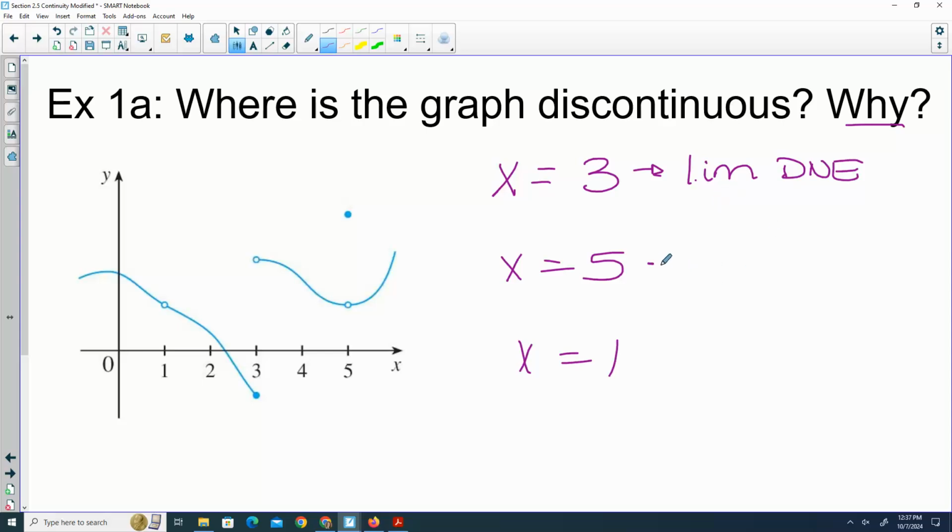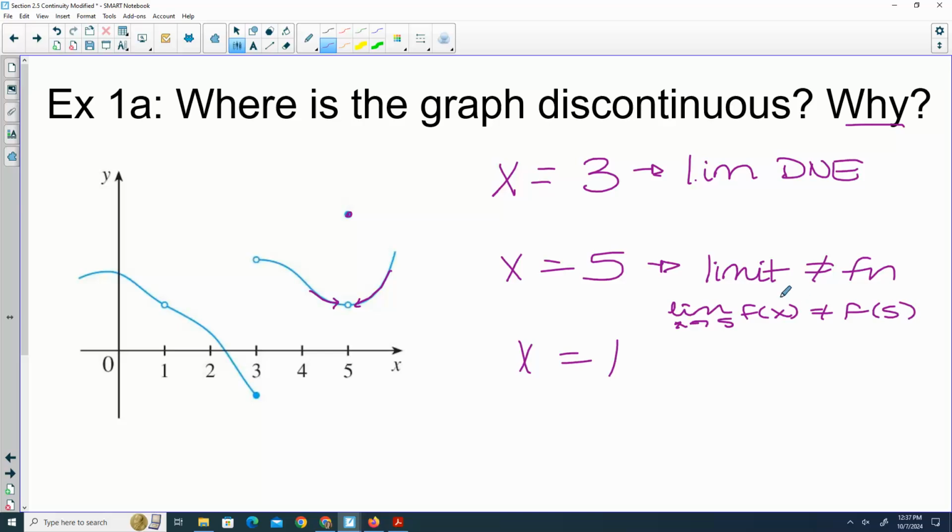Alright, at 5. Does the function exist at 5? Do we have a point on our graph when x is 5? Yes. Does the limit exist at 5? Yes. If you're coming in from both the left and right, they go to the same place. Are those values equal? No. So you could say the limit is not equal to the function. Or, if you want to use proper notation, you could say the limit as x approaches 5 of f of x is not equal to f of 5.